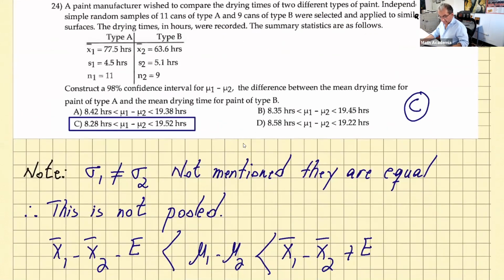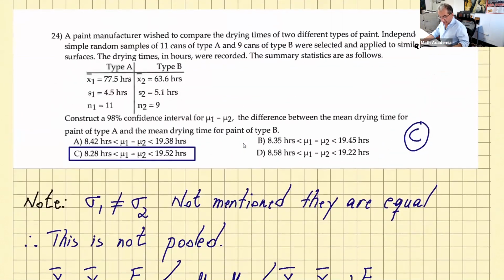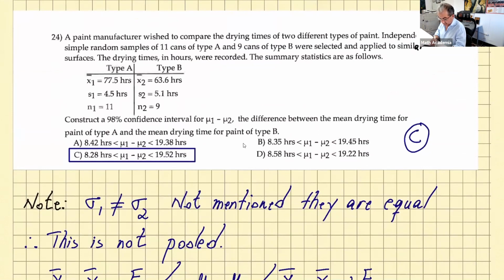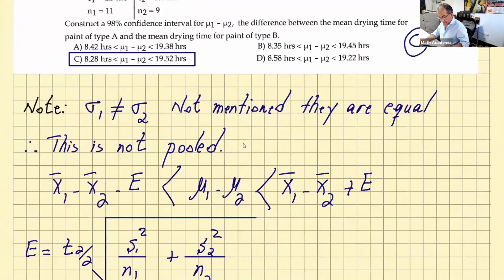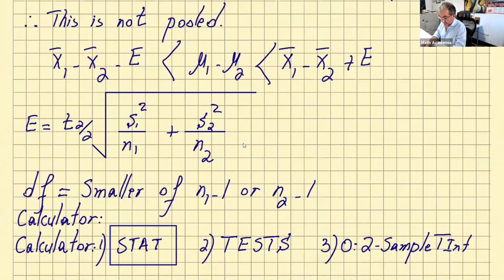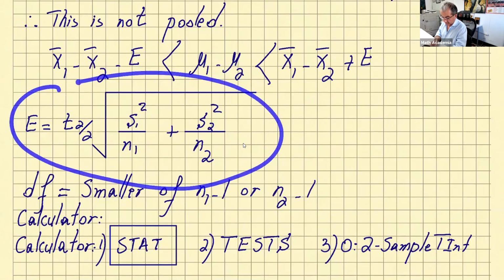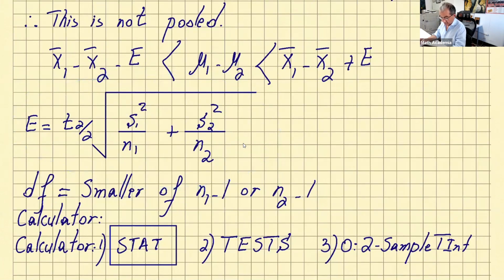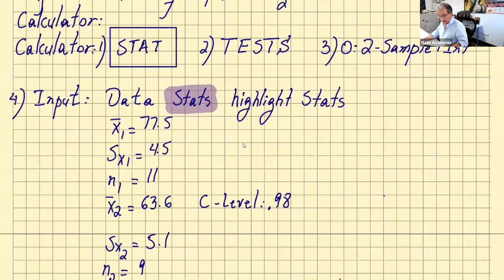Number 24 works exactly the same. Well, it's not mentioned, so we assume they're not equal. So you say no to pooled, and I put the formula here for you. If you want to use the formula, you can use that. You have to find t sub alpha over 2. And the degrees of freedom here is the smaller of n1 minus 1 and n2 minus 1.